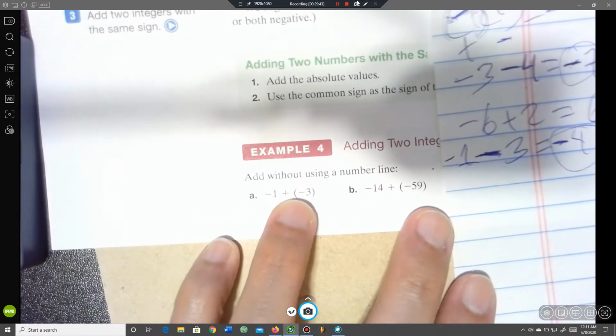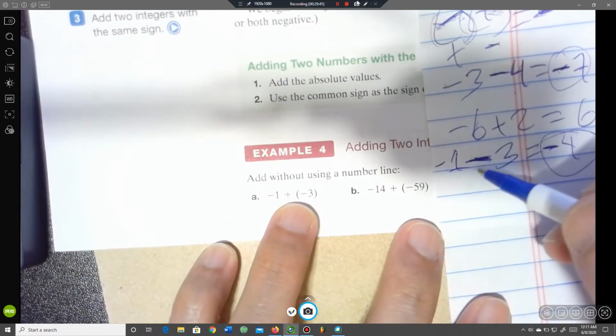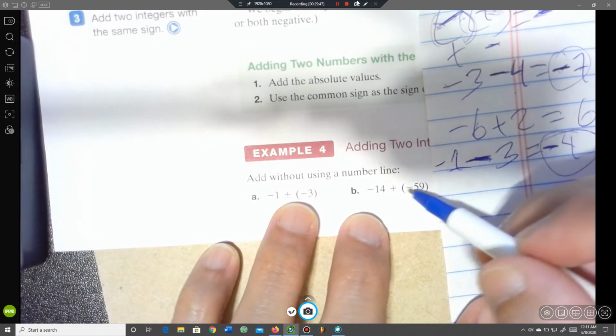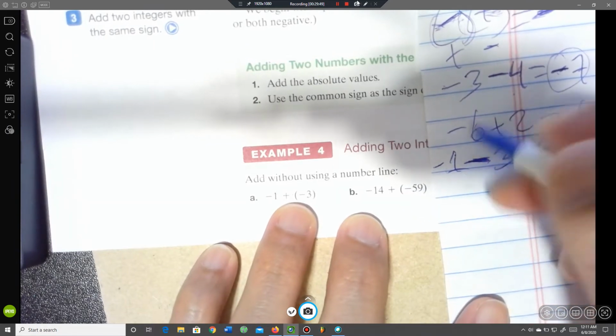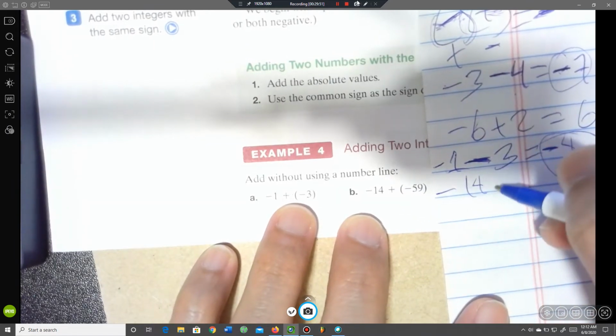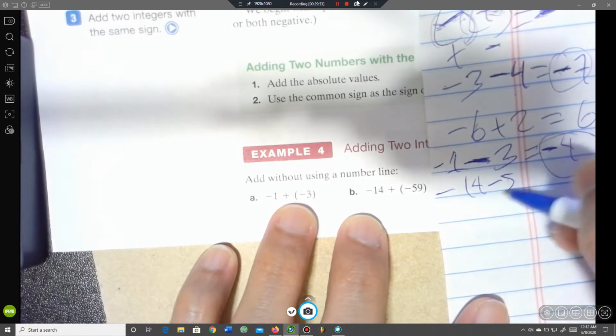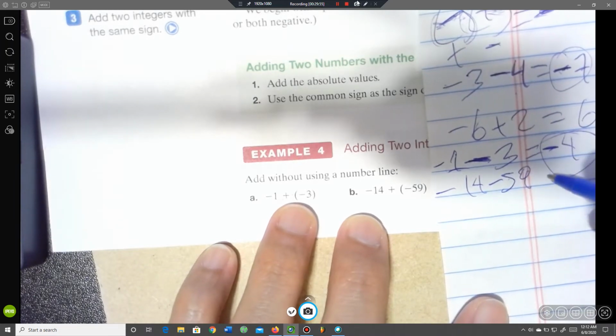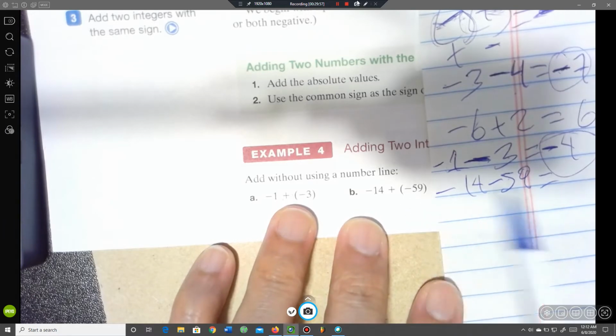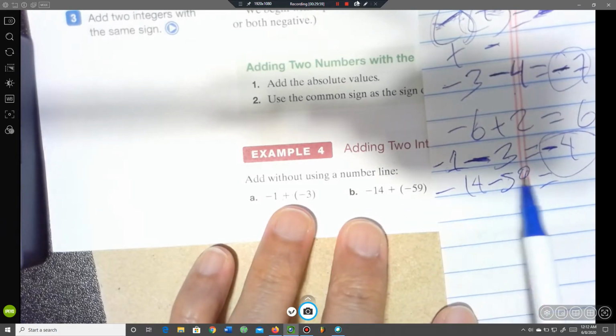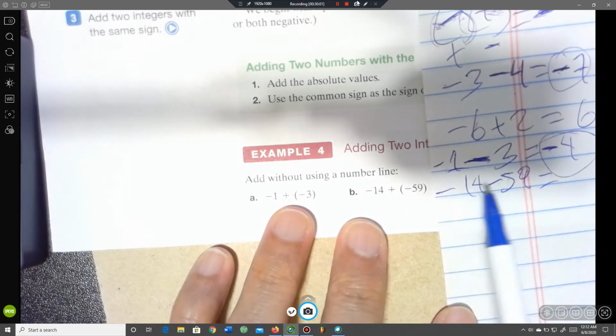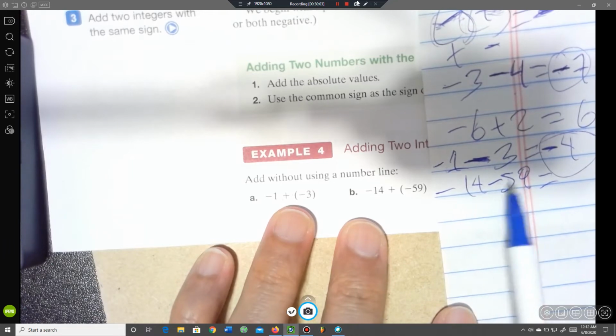All right, let's move on to number B. Number B, again, I can see two signs together. Well, rewrite those as negative 59. And then from here, I can see that I have two negative signs, so I'm adding up.